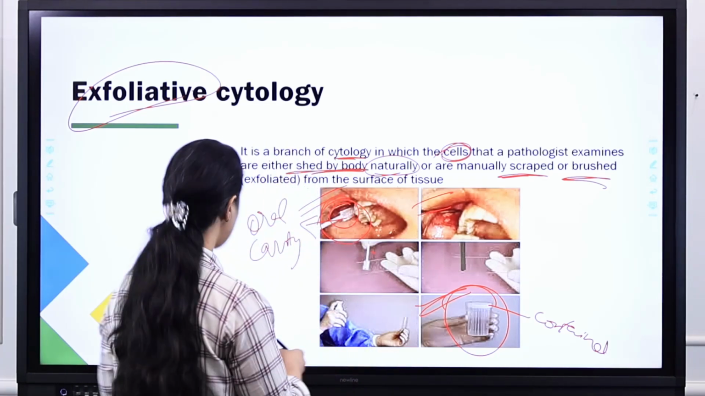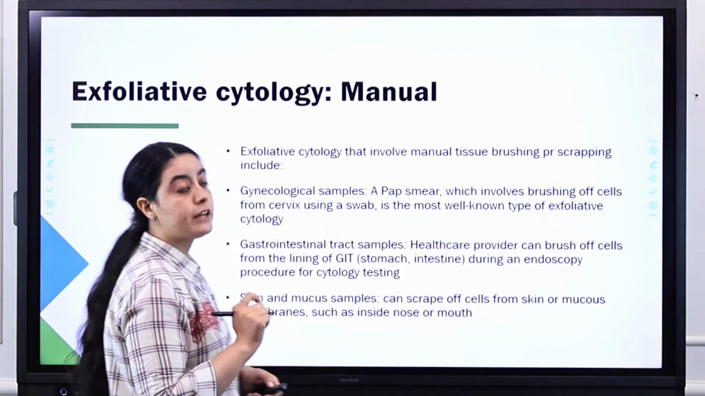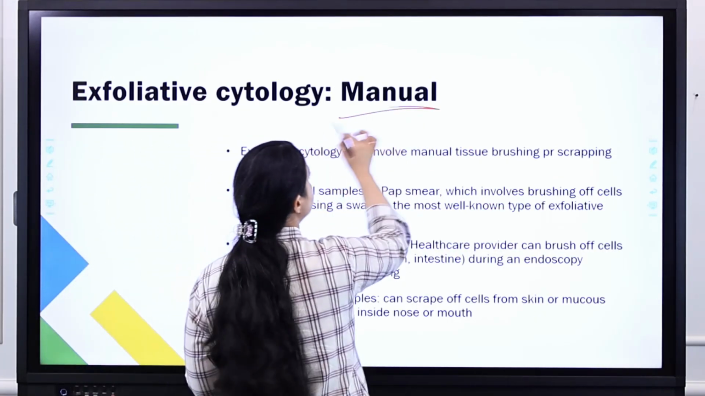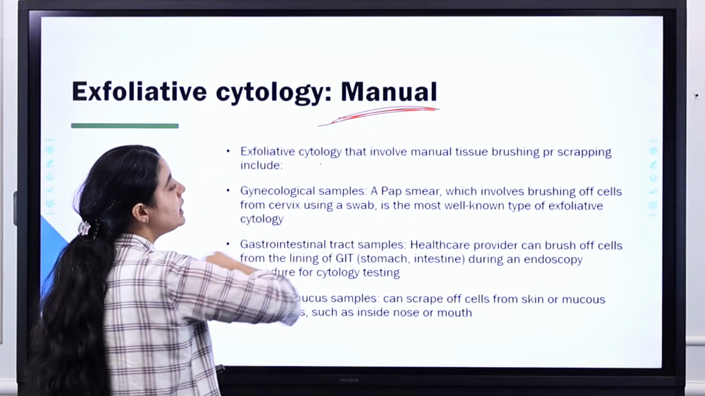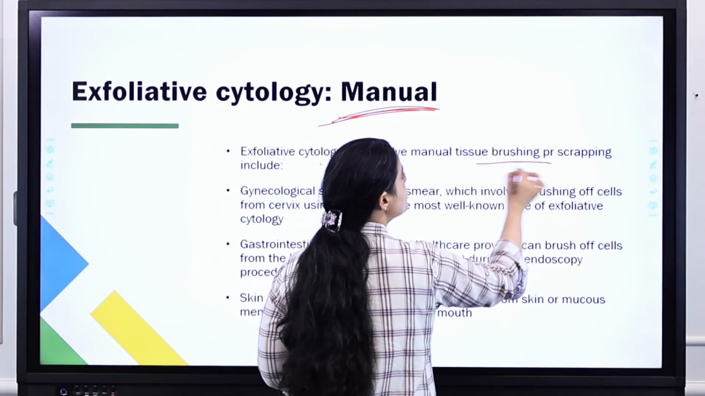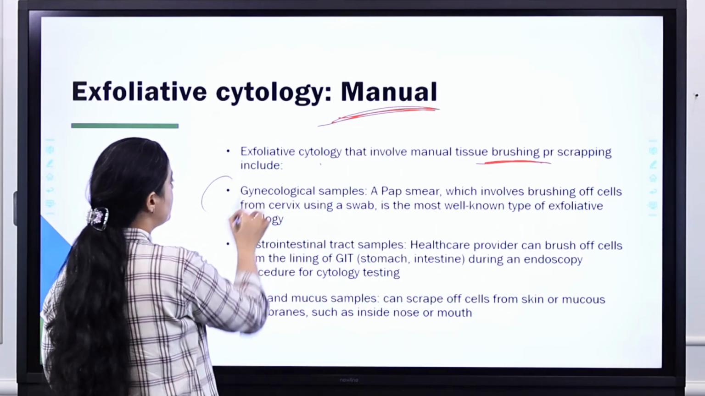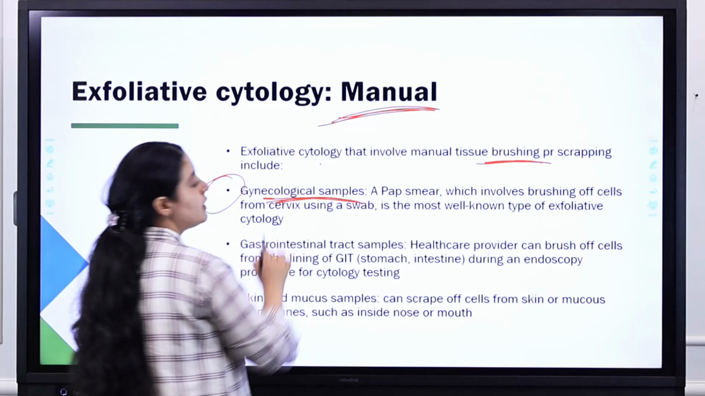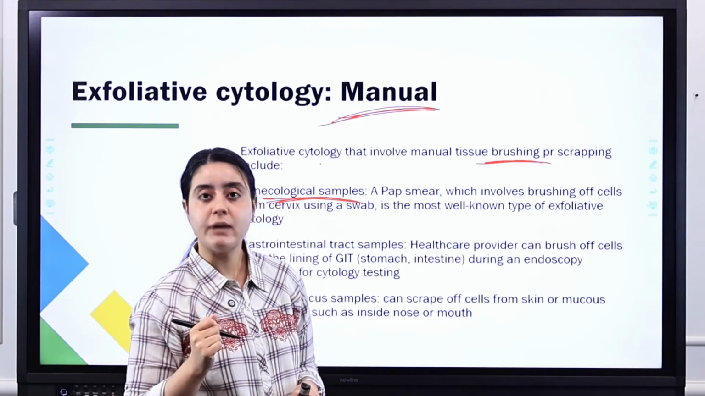Okay, now there are two types of exfoliative cytology. First is manual, so let's discuss manual. Exfoliative cytology that involves manual tissue brushing or scraping the tissue includes gynecological samples. Gynecological samples do not naturally shed, so obviously we have to collect them manually.